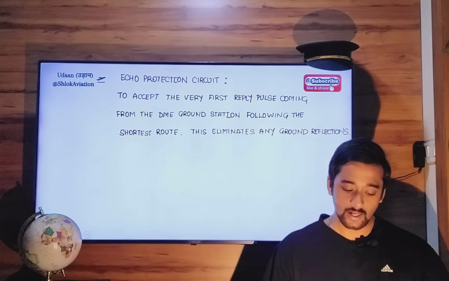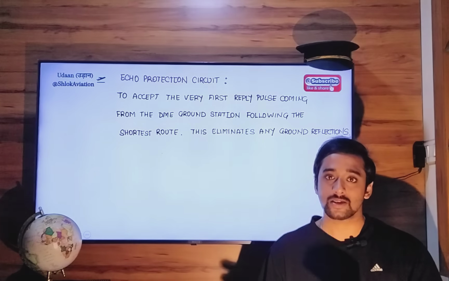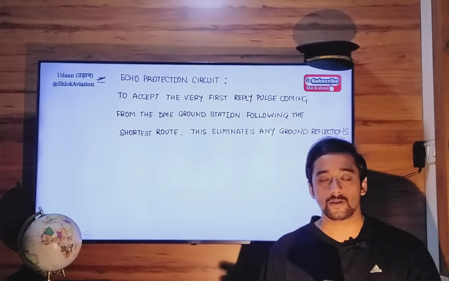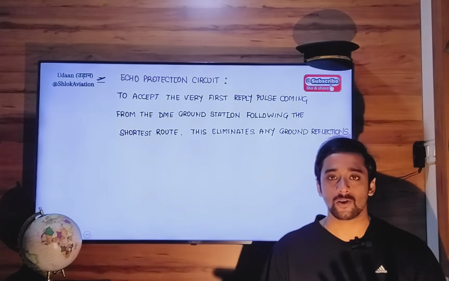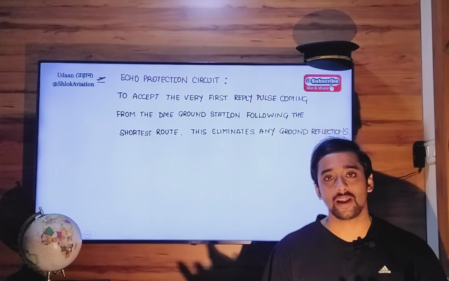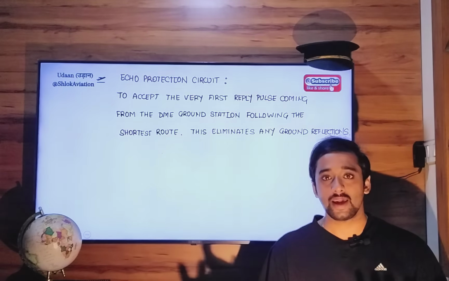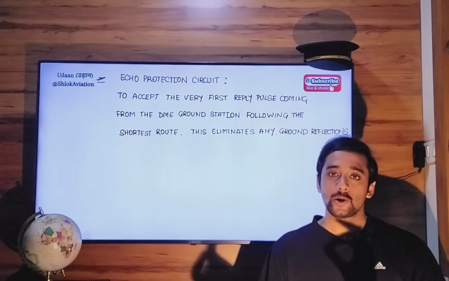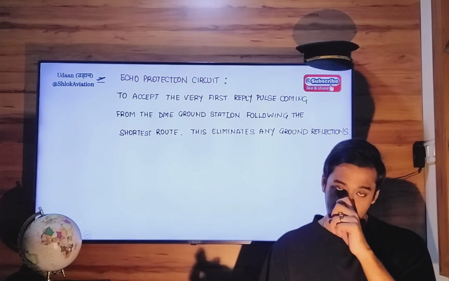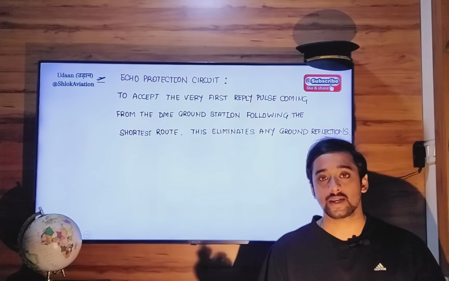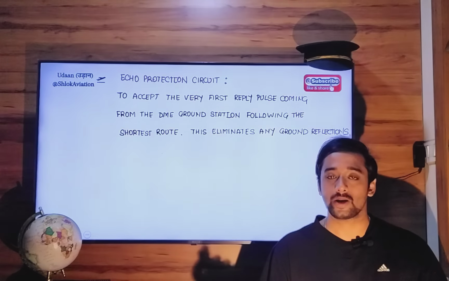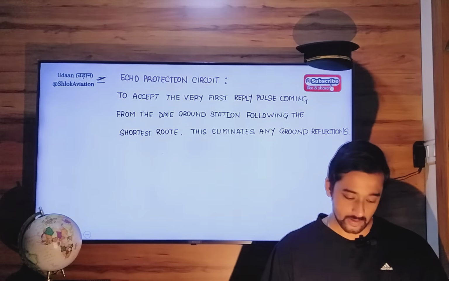Okay, so it is important that the aircraft locks onto these valid reply pulses coming from the DME station and not any other pulse or reply pulses coming from, let's say, a ground object, meaning any ground reflection. So the echo protection circuit is installed or designed to make sure that doesn't happen. Okay, to eliminate unwanted ground returns which are irrelevant.